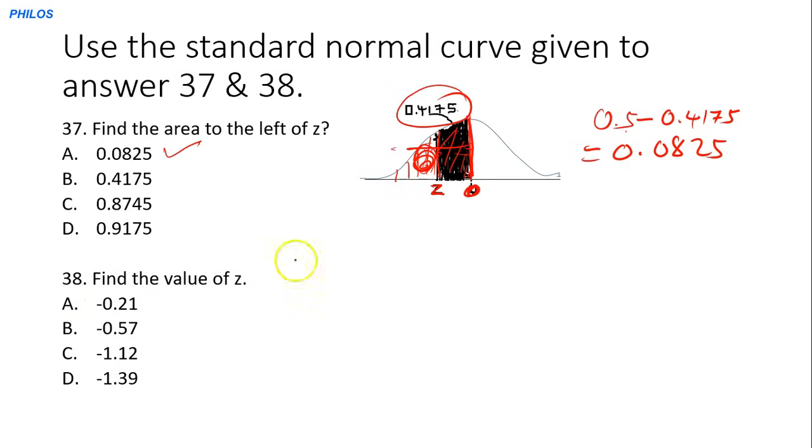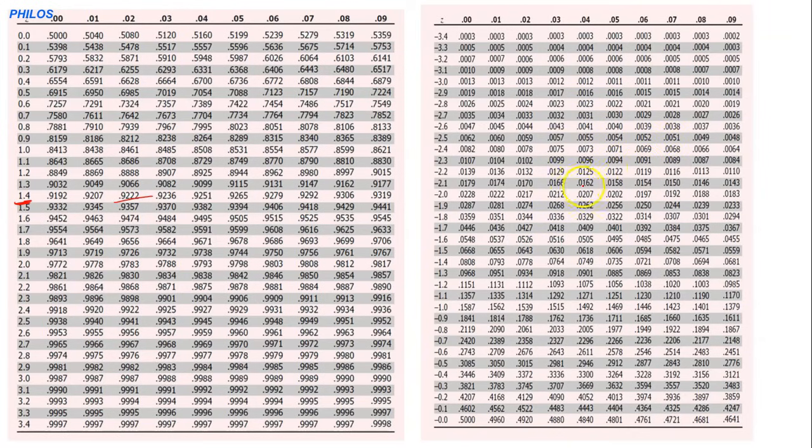38 is find the value of Z. They want us to find what will be here. So to get the value of Z, we can go and check this on the Z table. It will definitely be a negative answer because it's below 0. So we go and check it on the negative Z table. So we look for 0.0825. We have 0.823 here, and this is 0.838. It means it's between this and this, but I think this is closer.